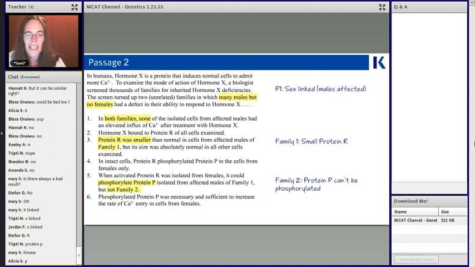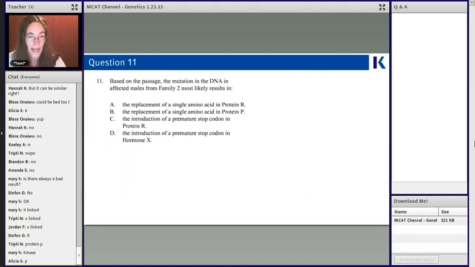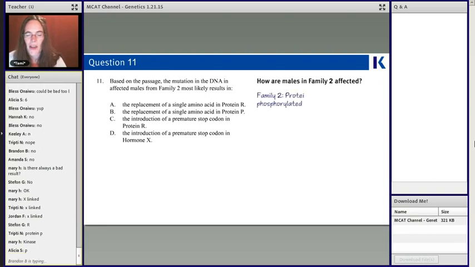If I need to go back to this number list, I can. But I'm not going to spend too much time on it. Let's look at question 11. Based on the passage, the mutation in the DNA in affected males from family 2 most likely results in... What is the problem with family 2? Well, we said their protein P cannot be phosphorylated, which you guys said means there must be a problem with protein P.